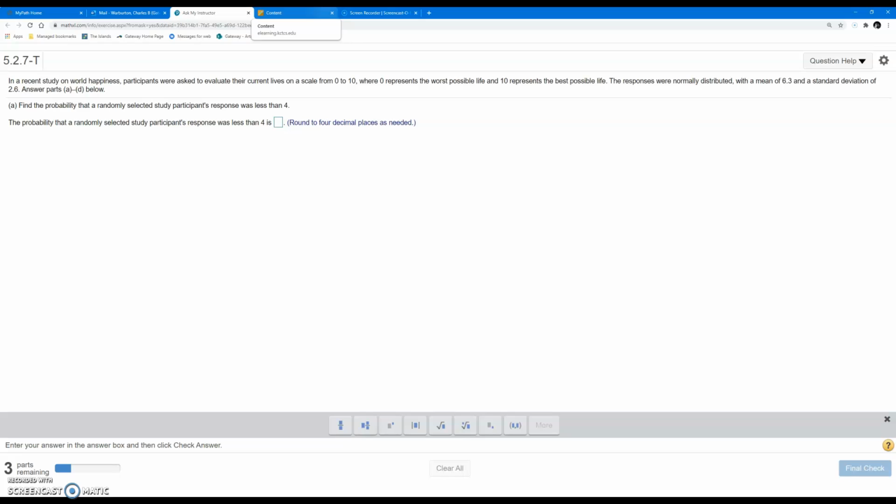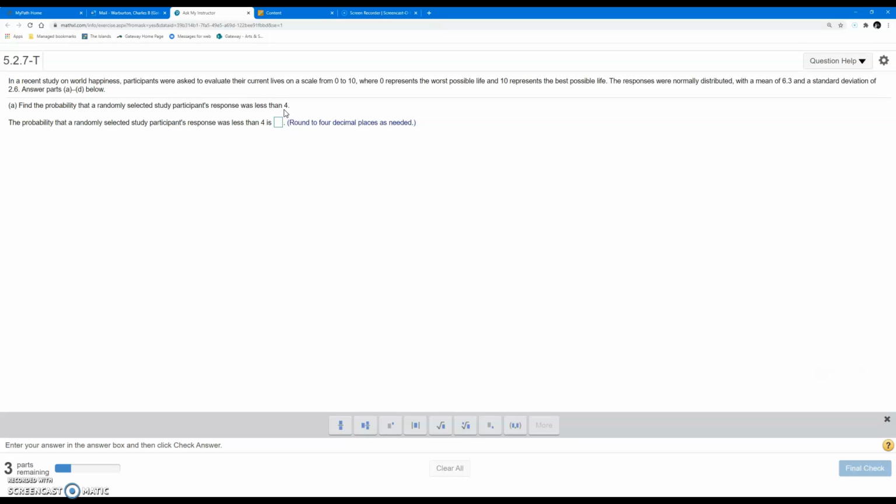Okay, and then they want to know what's the probability, so this shows all possible outcomes, right? Here's the question: find the probability that a randomly selected study participant's response is less than 4. Well, look where 4 is. 4 is below average, so maybe somewhere right there. And they want to know the probability that it's less than 4, so that's to the left. I'll go ahead and shade that in. Probability that an individual is less than 4 for their response.